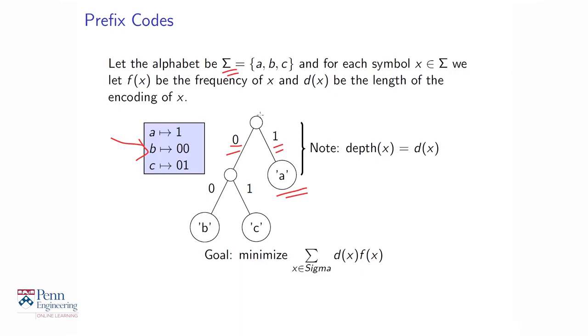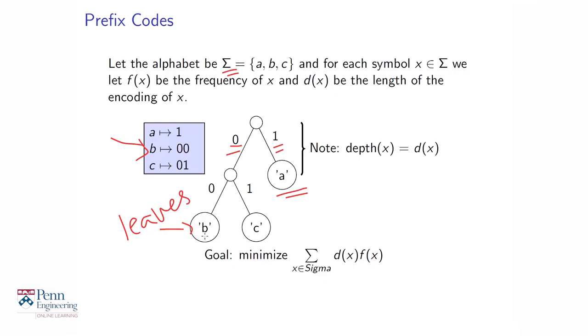And if you follow the path down to the leaf marked B, the labels on the edges are 0 and 0. So that's 0, 0, and that is the code word for B. Similarly, the code word for C is obtained by following the path from the root to C, and you see that the path has labels 0 and 1. So you can see that a prefix code can always be represented by a binary tree where the symbols of the original alphabet occur at the leaves of the tree. The length of the code word for a particular symbol is the depth of that leaf.